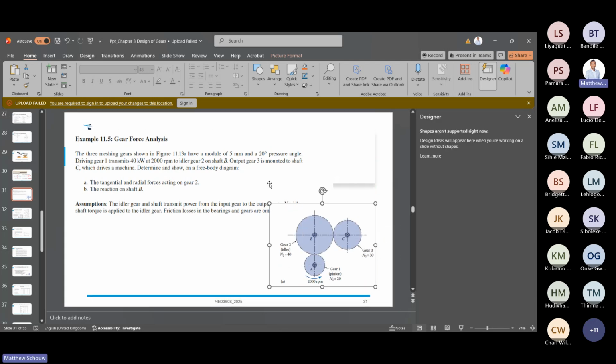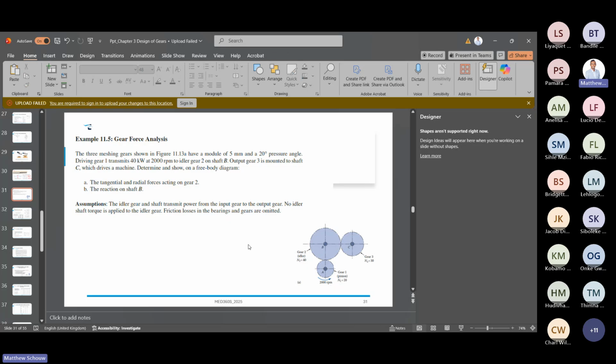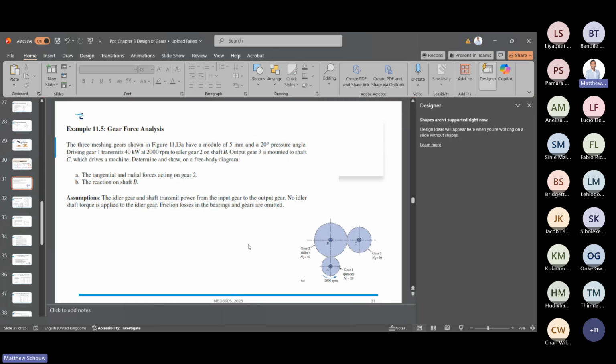I'm going to use this image now. The idler gear and shaft transfer power from the input to the output. No idler shaft torque is applied to the idler gear, so there's no shaft torque. And then friction losses in the bearings and the gears are omitted. So we're not looking at any losses in our transmission over here. Obviously, there are very small losses; these systems are fairly efficient.